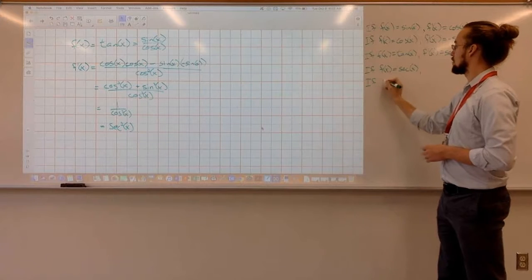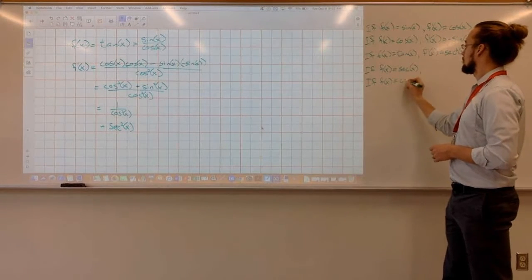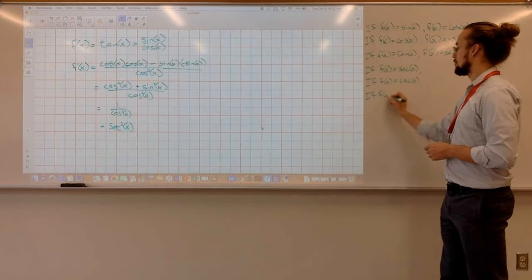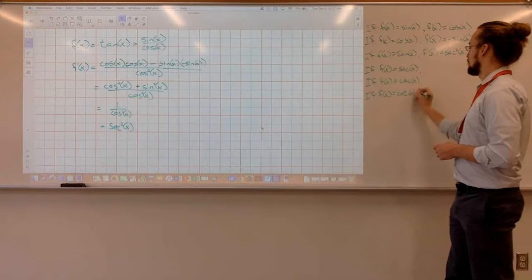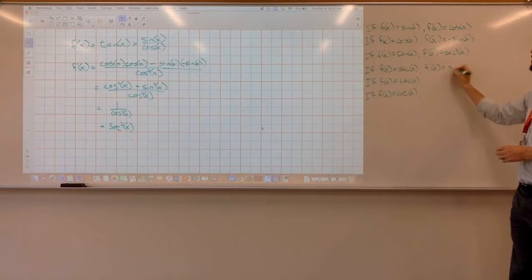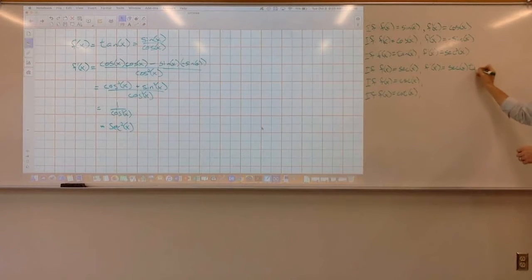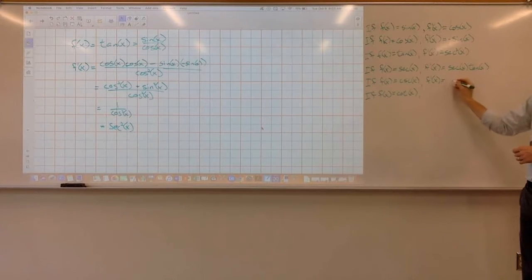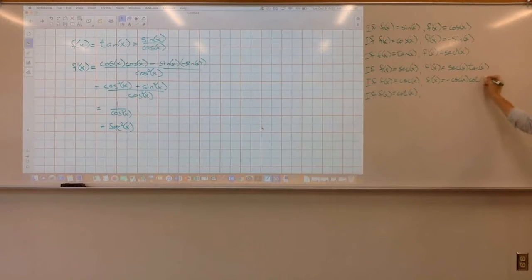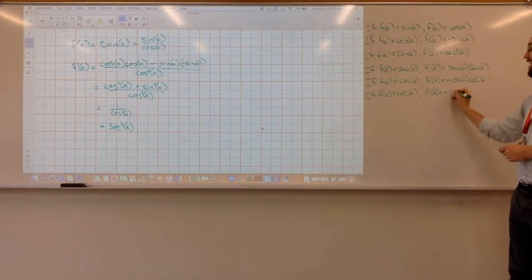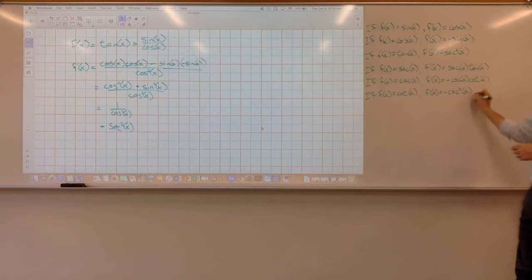All right, so the other three, secant, cosecant, and cotangent, their derivatives look like this. The derivative of secant is secant times tangent. The derivative of cosecant is negative cosecant cotangent. And the derivative of cotangent is negative cosecant squared.